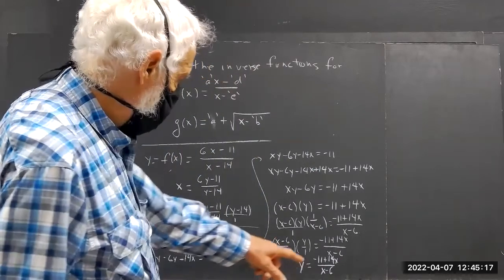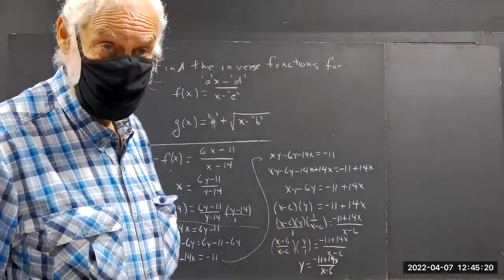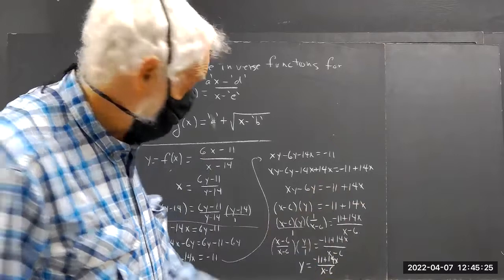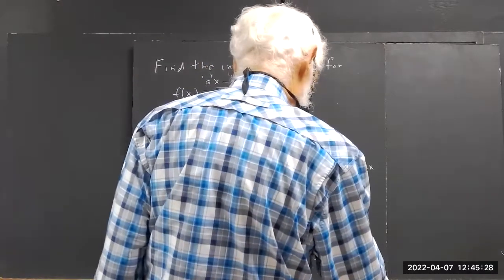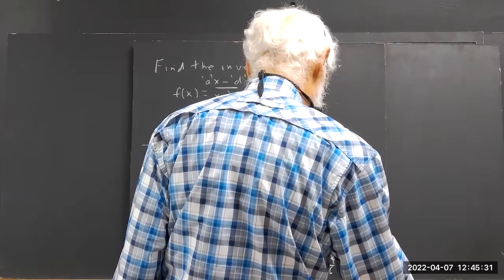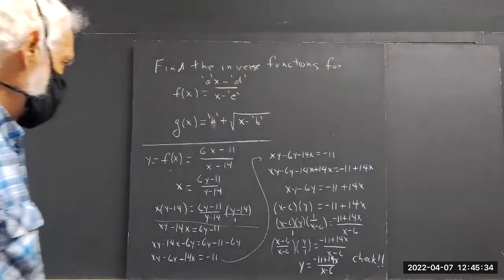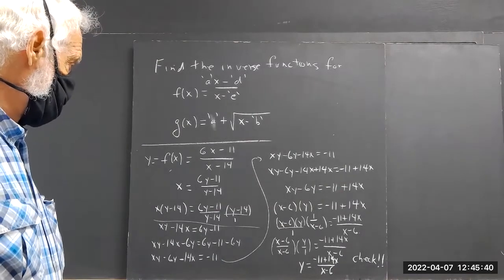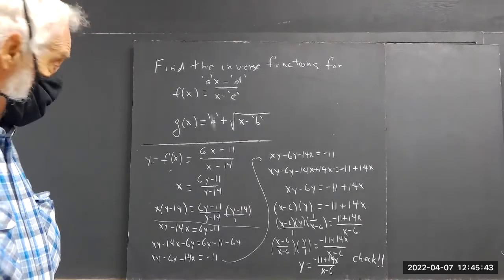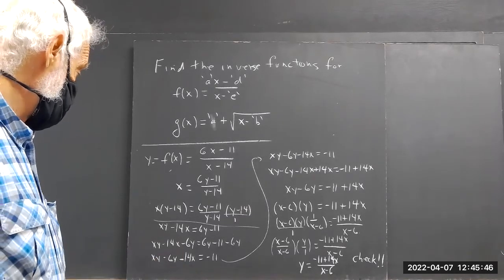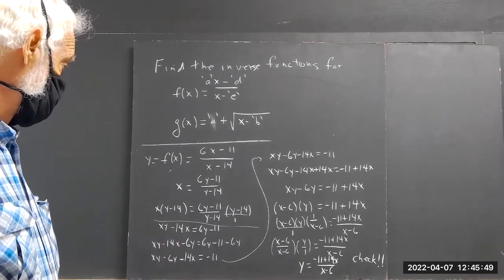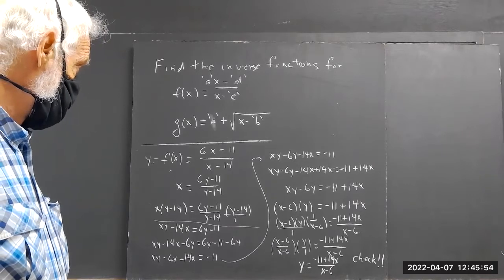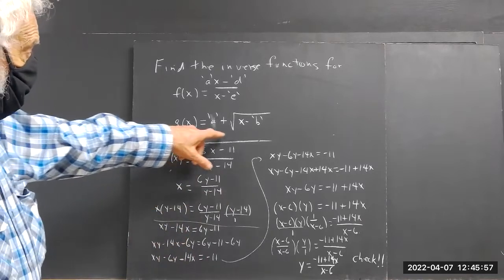We get negative 11 plus 14x over x minus 6. I'm not going to do it now in the interest of time, but we did it last time, and we check. And if I did all that right, it's going to work out. So that's that problem.